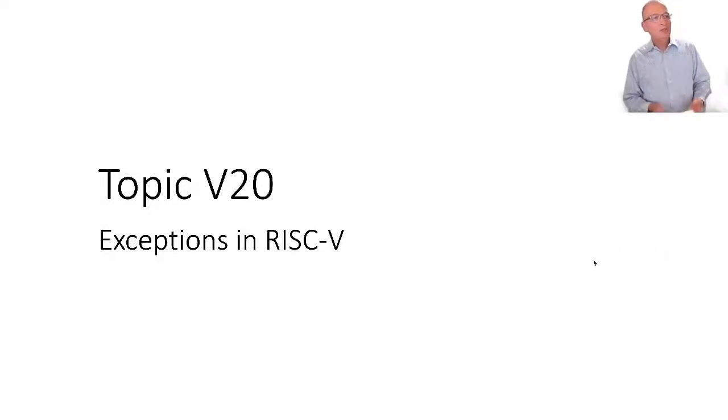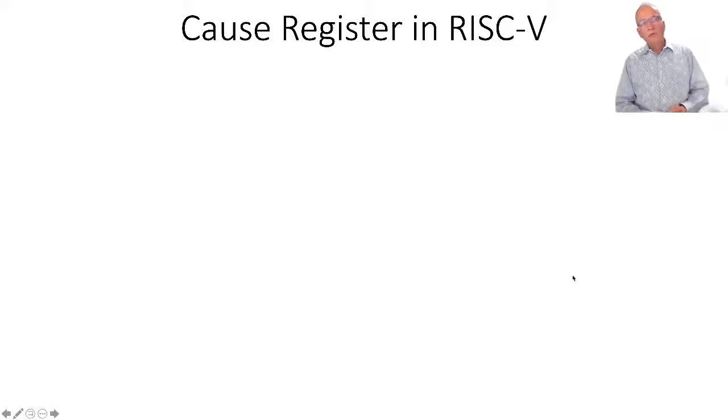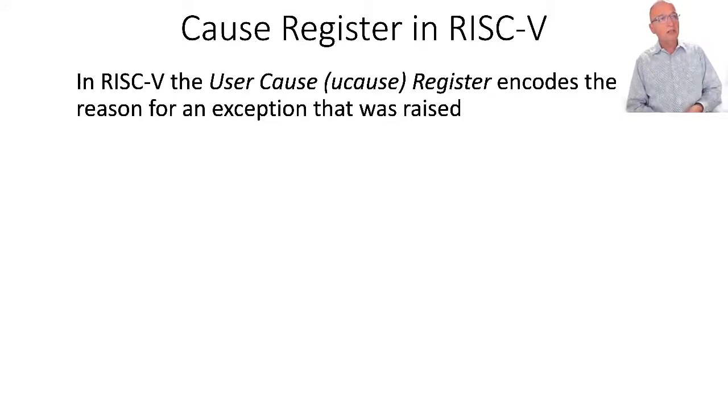In this lecture, we'll learn how to handle exceptions in the RISC V processor. First, we'll look at some special registers in the RISC V processor that we have not studied yet. One of them is the cause register. The cause register is used to encode the reason for an exception or an interruption in the RISC V processor. It's called the uCause register.